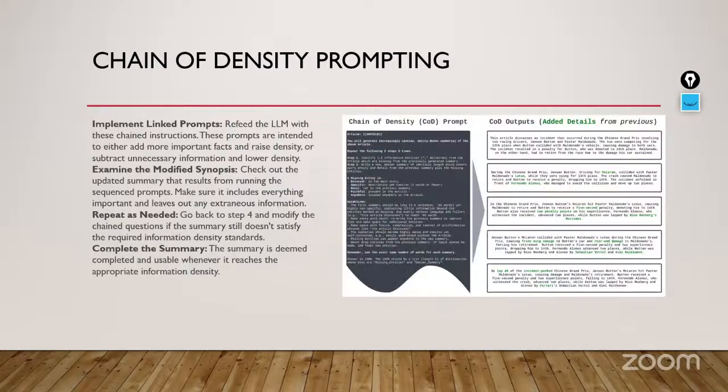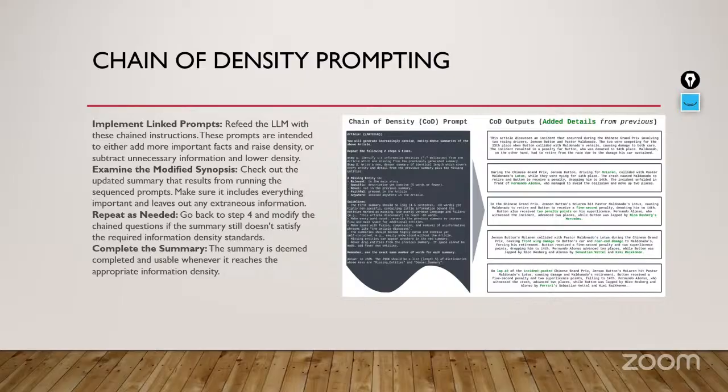Then there is implementing link prompts, which refeed the LLMs with these chain instructions. These prompts are intended to either add more important facts and raise the density, or subtract unnecessary information and lower density values. It will either add some information or remove some of the information from the given article or document. If some part is irrelevant or not required, we can lower that density or subtract those lower density things.